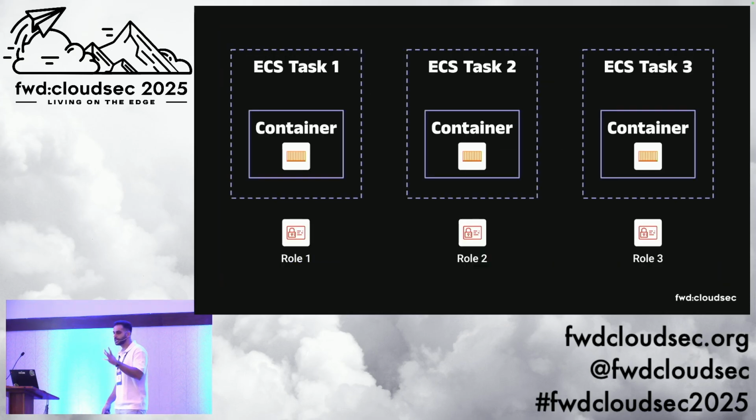In ECS, each task has its own unique IAM role called the task role. That means that even though they are all running on the same EC2 instance, they have isolated permissions. As you can see in this slide, task 1 has one role, task 2 has another role, and task 3 has another role.